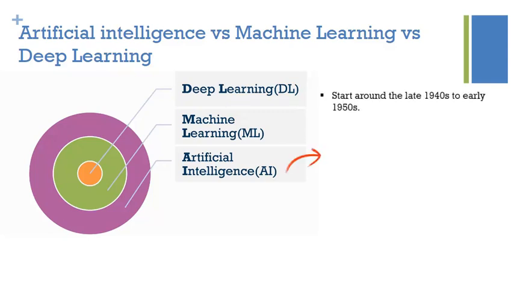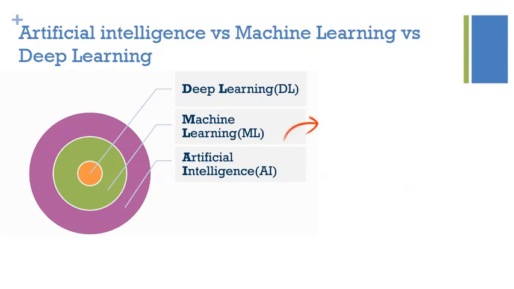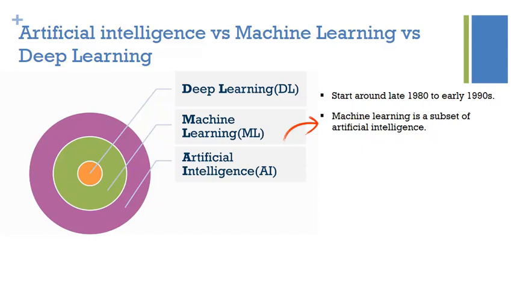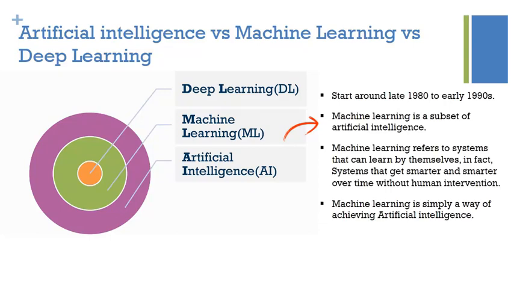Artificial intelligence started around the late 1940s to early 1950s. Artificial intelligence can be loosely interpreted to mean incorporating human intelligence into machines. Anything related to making machines smart is artificial intelligence. Machine learning started around the late 1980s to early 1990s. Machine learning is a subset of artificial intelligence. Machine learning refers to systems that can learn by themselves, in fact, systems that get smarter and smarter over time without human intervention. Machine learning is simply a way of achieving artificial intelligence.